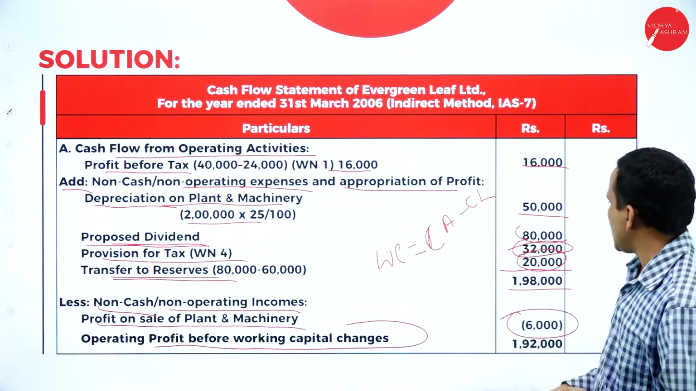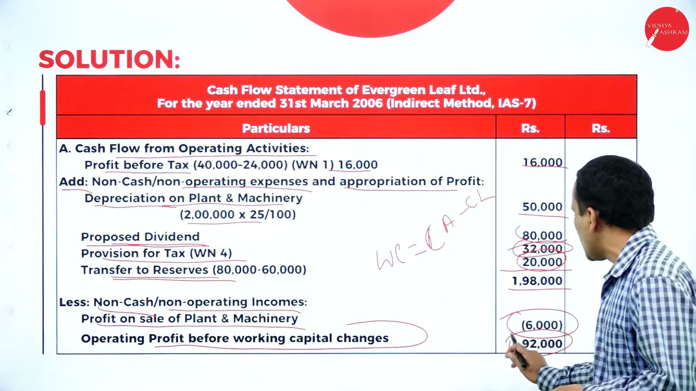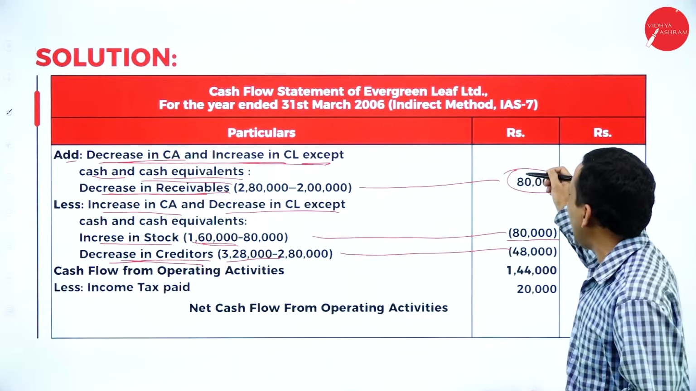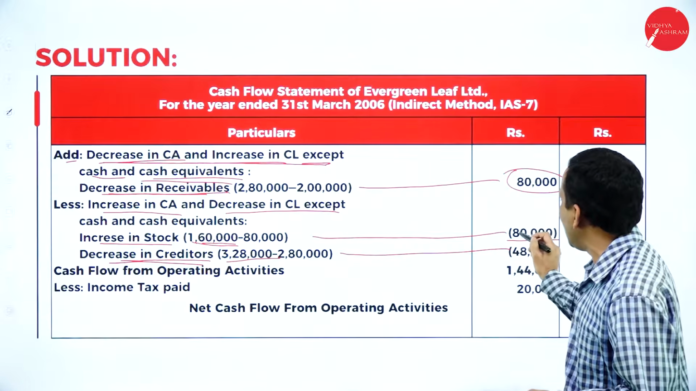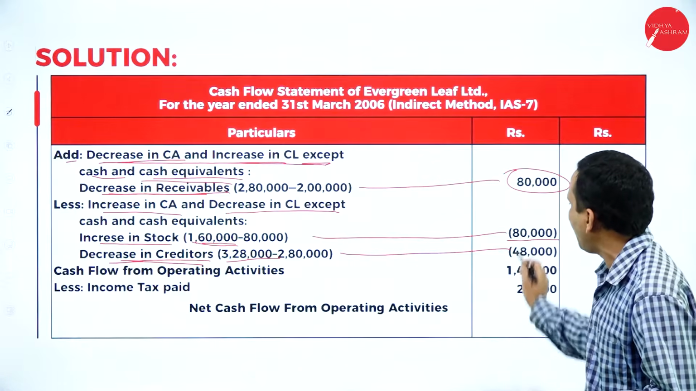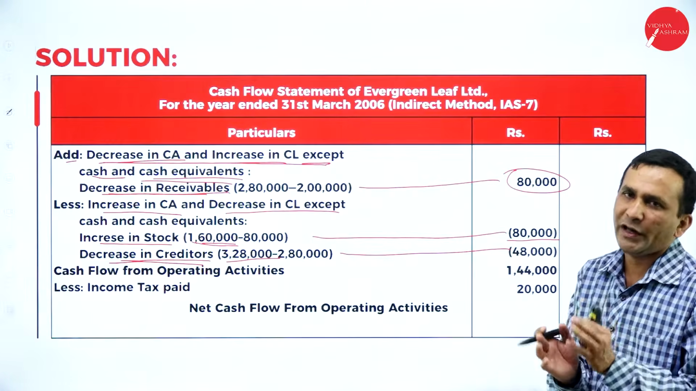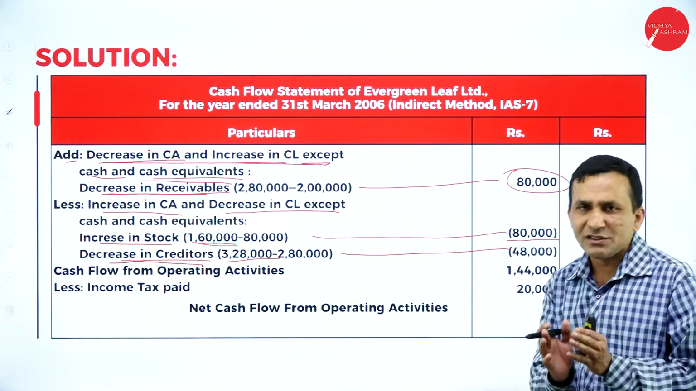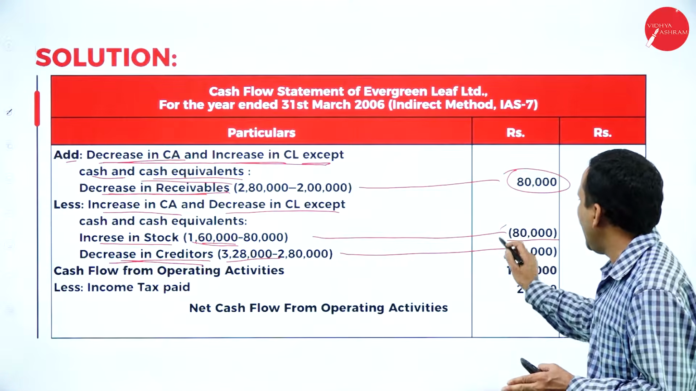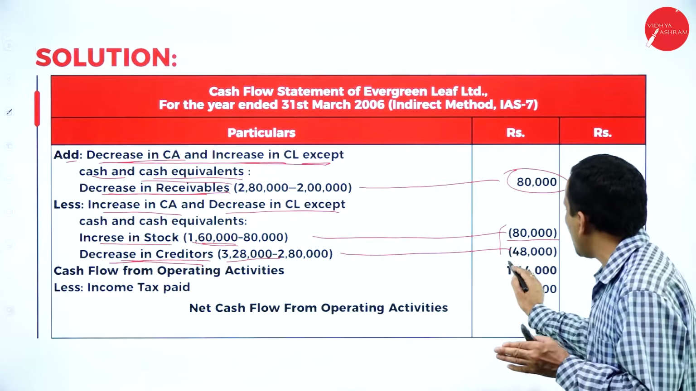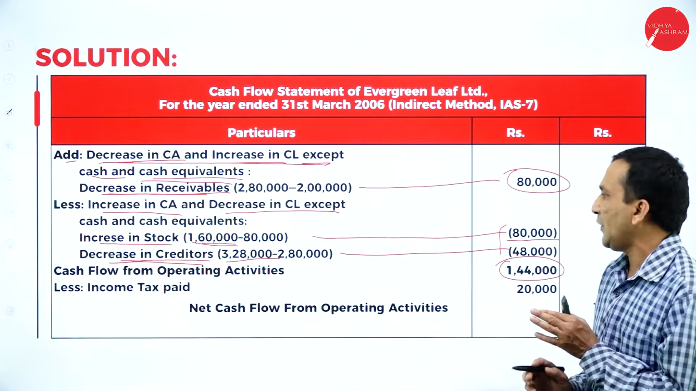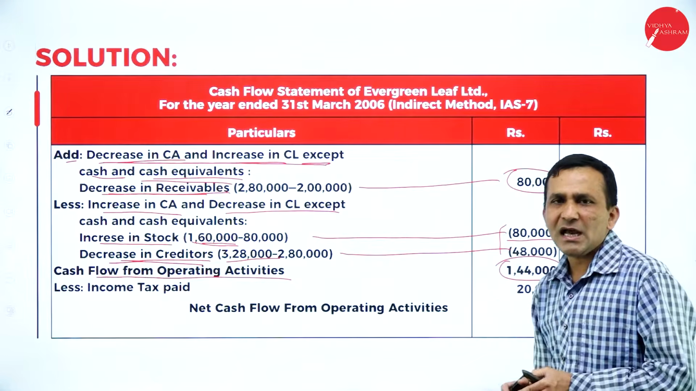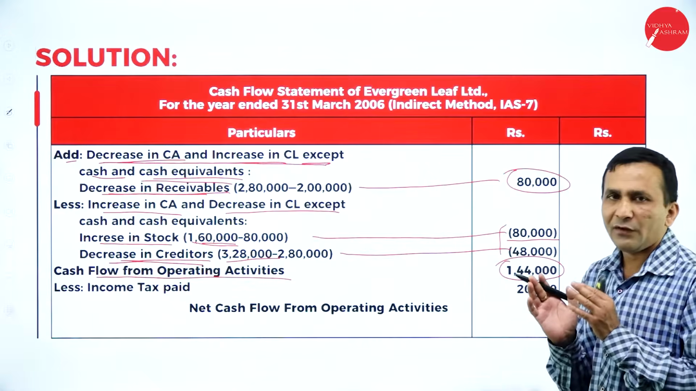In the previous slide we got 1,92,000 with a positive sign. So we take plus 1,92,000, plus 80,000, minus 80,000, minus 48,000. The positive sign is more. Once again, 1,92,000 is positive and 80,000 is also positive. Now there are only two items which come under the negative, and still we are getting a positive sign, 1,44,000. We call it the cash flow from the operating activity, 1,44,000.